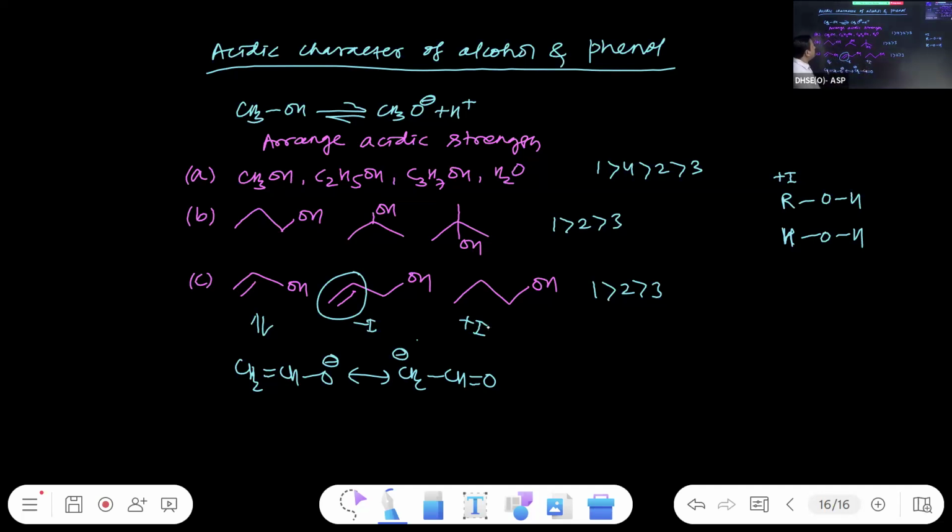So this is all about the acidic character of alcohol. Quickly note it down. Then we will go to the acidic character of alcohol and phenol. Quickly note it down, students.